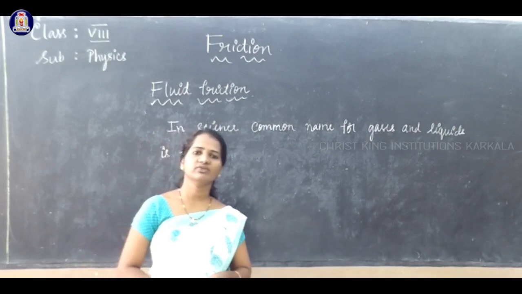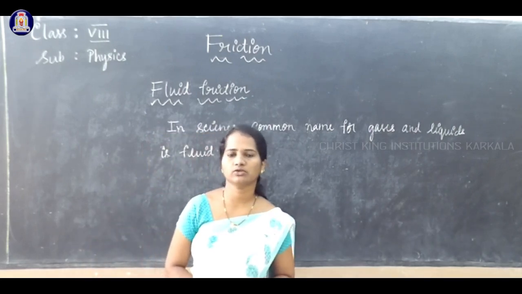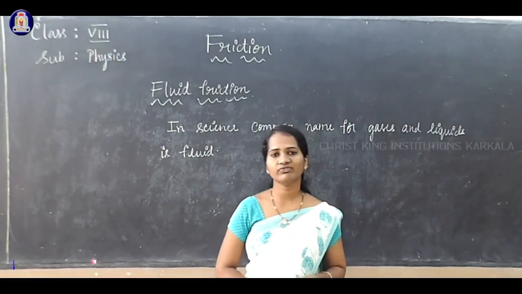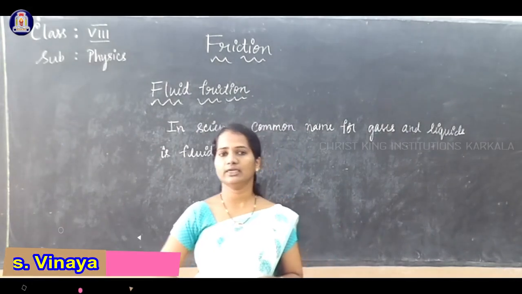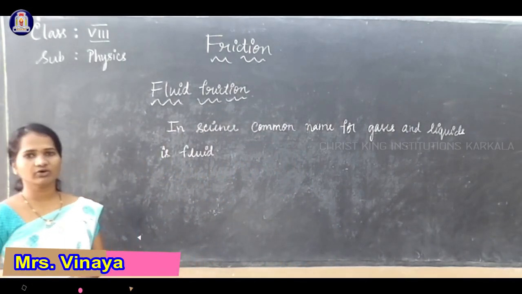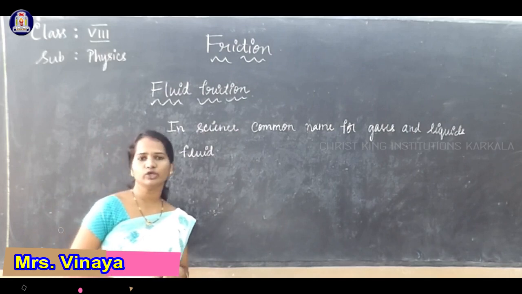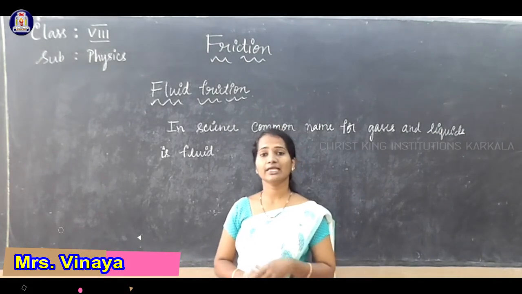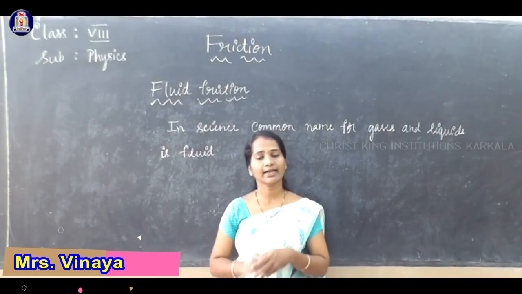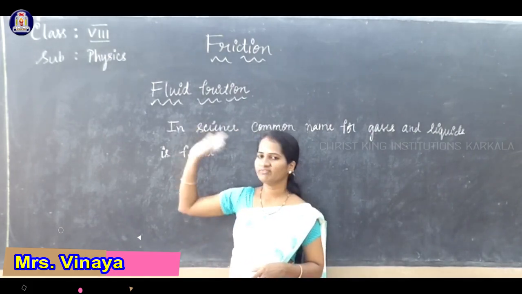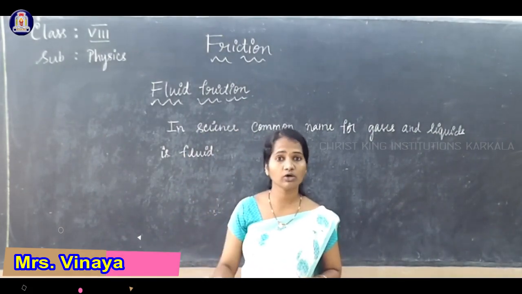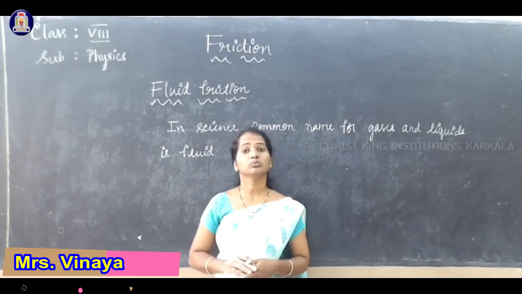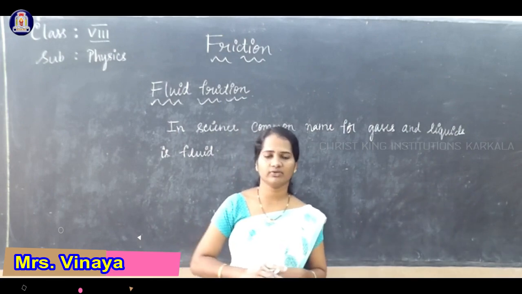So, we have studied friction applied by a solid object or solid body. Now, we will study fluid friction. So, what is this fluid friction? In science, the common name given for gases and liquids is fluid. So, the friction exerted by these gases and liquids is called fluid friction. Gases and liquids also exert friction on the objects which move through them. That is called fluid friction.